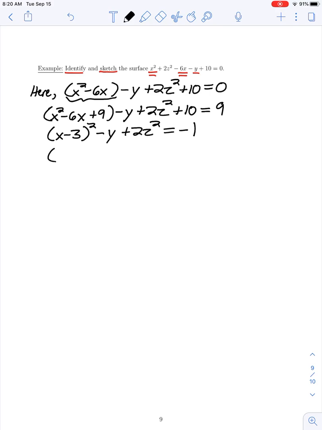Or if I solve this for y, I would have x minus 3 quantity squared plus 2z squared plus 1 is equal to y. So here I would have an equation where one of my variables involves only this first power, and it's equal to a sum of squares of the other variables. So this represents an elliptic paraboloid.